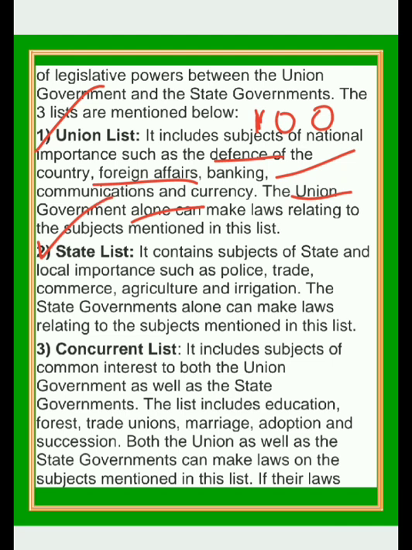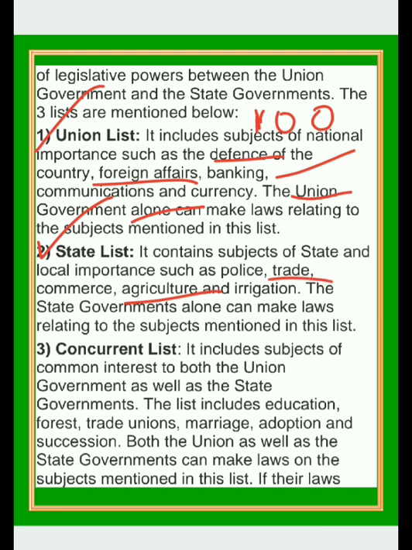Then comes the state list. It contains subjects of state and local importance such as police, trade, commerce, agriculture, irrigation. It can have health, education, sanitation, etc. It means such subjects are of local or state importance. Let us see agriculture. The agricultural needs of different states may vary from one state to another. Same for irrigation. A few states may need intense irrigation because they don't get annual rain properly, while others may not need it because they get equal distribution of rainfall throughout the year. So irrigation needs cannot be tackled by the center, right?